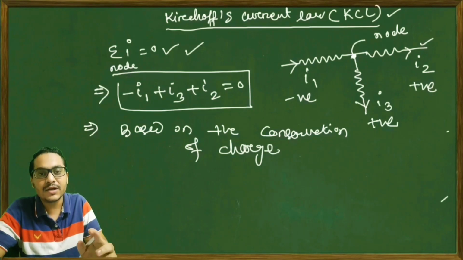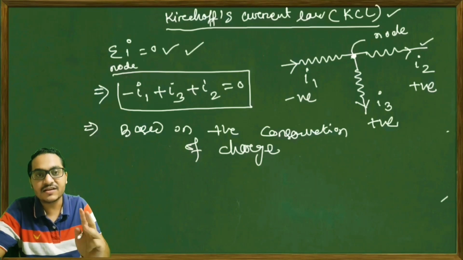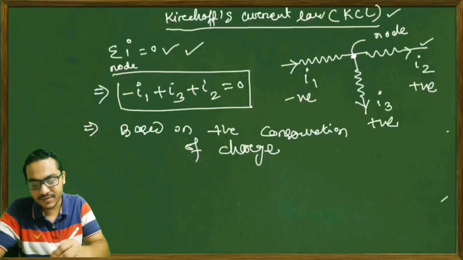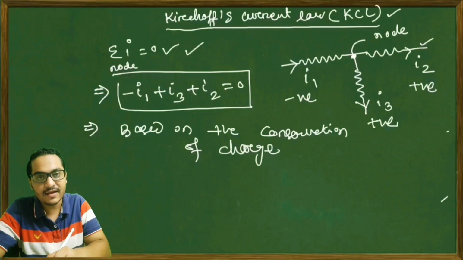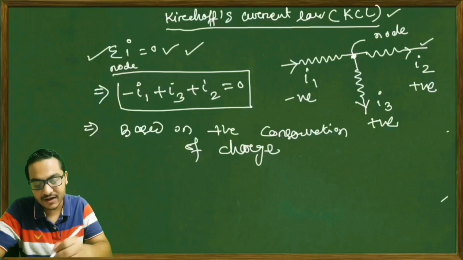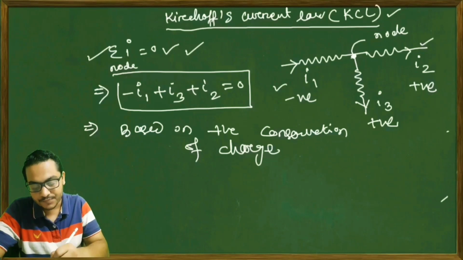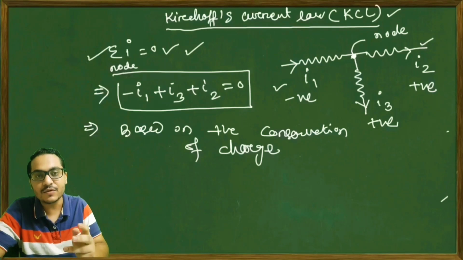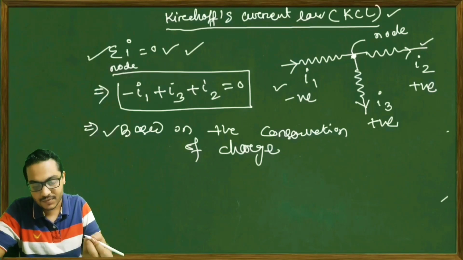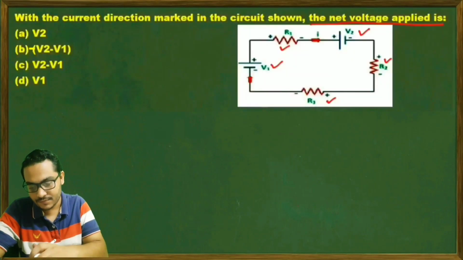So you need to remember three things. First one is what is Kirchhoff's current law? Means statement, that is summation of I at a particular node is 0. Okay, this is first point. And second point is the sign convention. And third thing, we need to remember the principle on which it is based. Okay, now let's solve the problem.